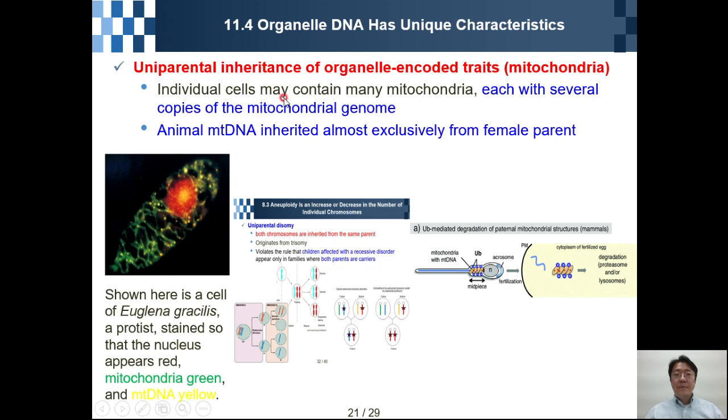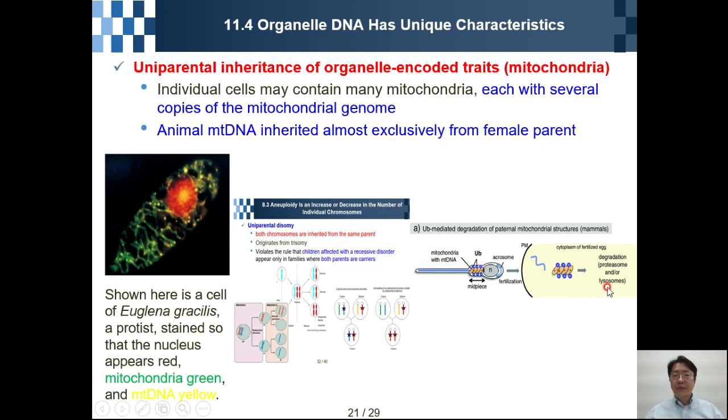So individual cells may contain many mitochondria, and each mitochondrion has several copies of the mitochondrial genome. This is the one cell. They have multiple mitochondria, and each mitochondrion has multiple copies of the mitochondrial DNA. And they also show uniparental inheritance. What is uniparental? Previously, in chapter 8, we learned that uniparental disomy is when both chromosomes are inherited from the same parent. However, in mitochondrial DNA, animal mitochondrial DNA comes exclusively from the female parent.